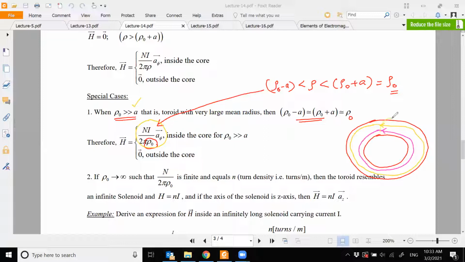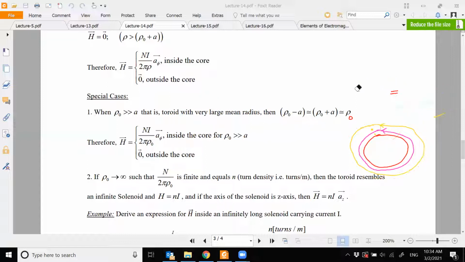That means I can conclude that the magnetic field is now becoming uniform, a constant. N is constant, I is constant, 2 pi rho 0 is constant. Everything is constant, but this is only under the condition that rho 0 is very much greater than A. Then we can conclude that inside the core, wherever you go, whether to the edges or the center, your magnetic field will be almost a constant. This is the first special case.